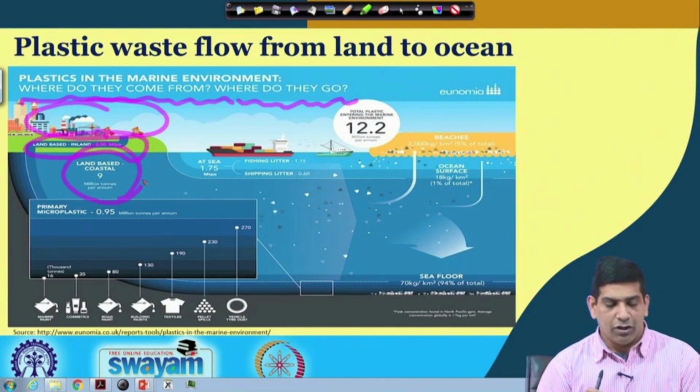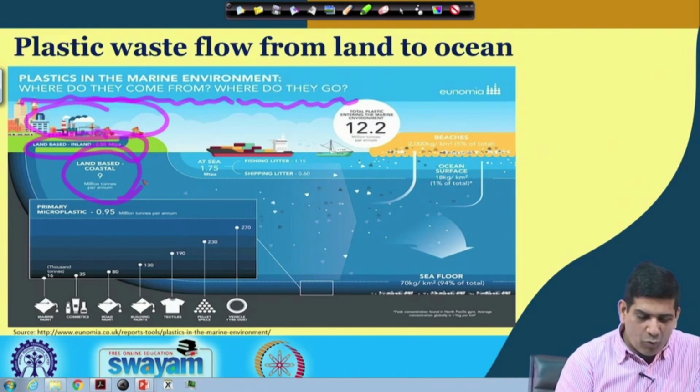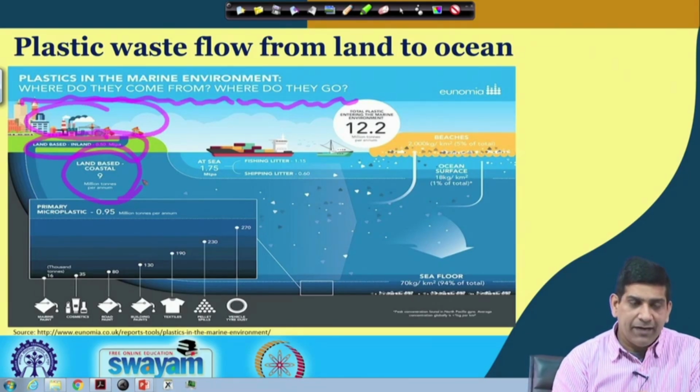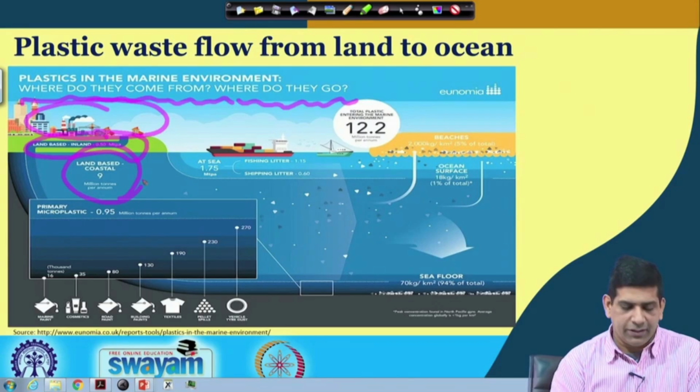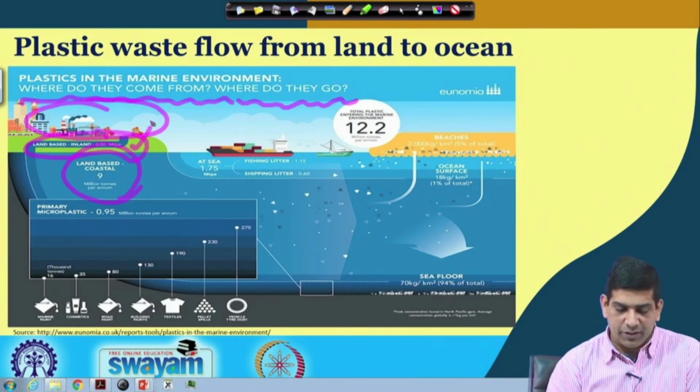So that much plastic is going into the ocean. From land-based sources, it's around 0.5 million tons per annum. So from the inland sources we are getting 0.5 million tons, which is comparatively much less than what comes from coastal activities, even less than 10% of that. But by itself, it's a significant amount as well, 0.5 million tons per annum.